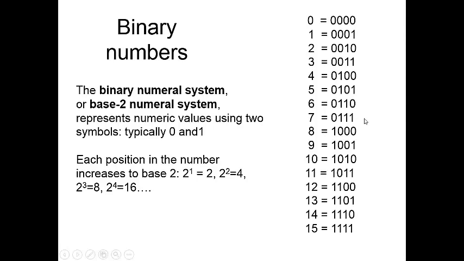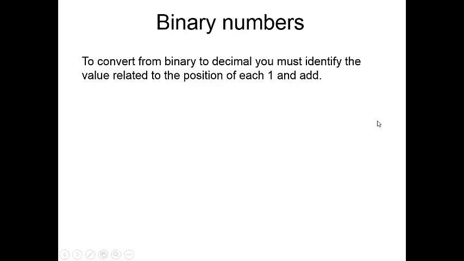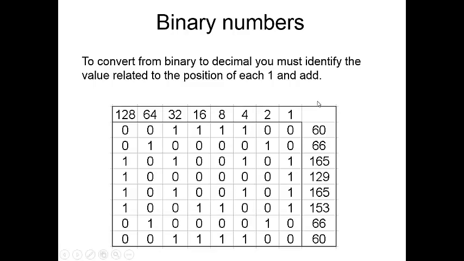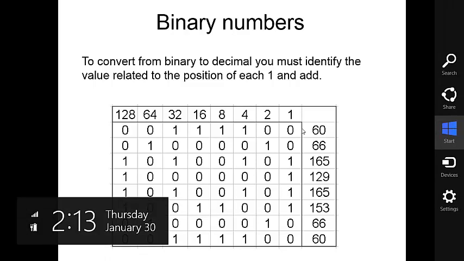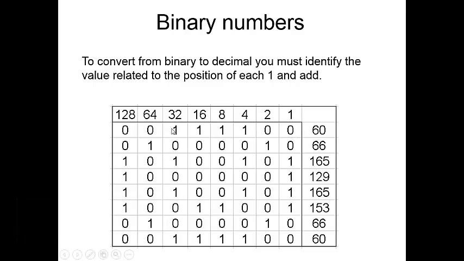Let me show how this works out just with some examples, which hopefully will make it clearer. So, to convert from binary to decimal, you must identify the value related to the position of 1 and add. So what we have here, the number 60. Okay. The 60 is actually the sum of 32, 16, 8, 4, no 2s and no 1s, and that adds up to 60.